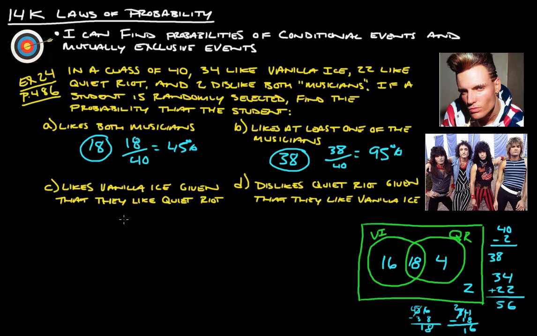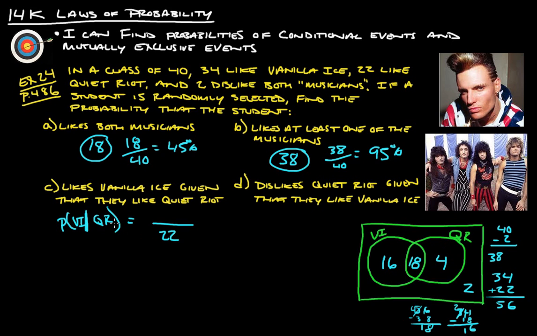Okay. So now this one here, likes Vanilla Ice given that they like Quiet Riot. Okay. So really the way we would write that is probability of Vanilla Ice given that they like Quiet Riot is how you would write that. Okay. So that means the given that Quiet Riot, that's the total people that we're looking at. So we've got 18 plus 4 is 22. So there's 22 people that we're choosing from.